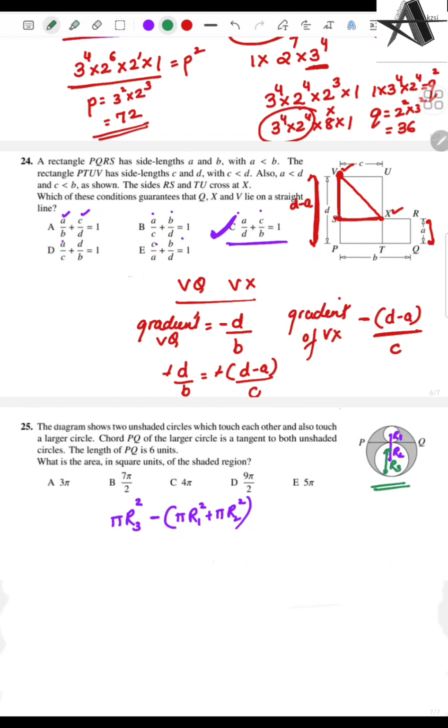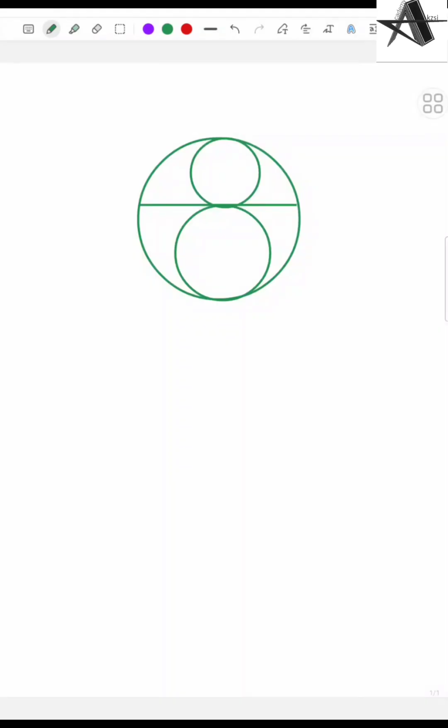This question can be easily understood if I magnify this one. So it's kind of like this diagram. Now we have taken R1 as its radius, R2 as its radius. This is R1, this is R2, and this is R3. R3 is the largest one. Now first we have to find the relationship between R1, R2 and R3.